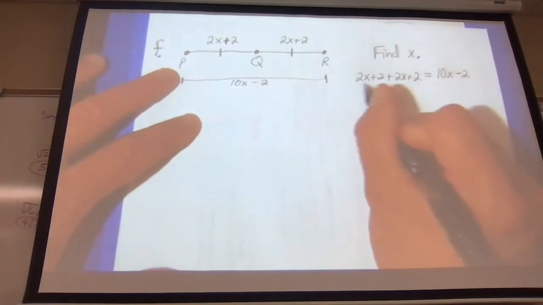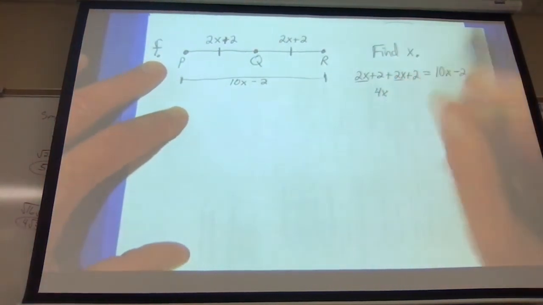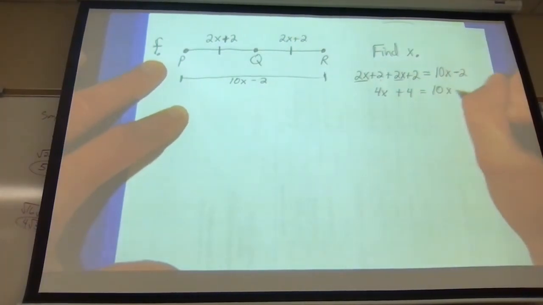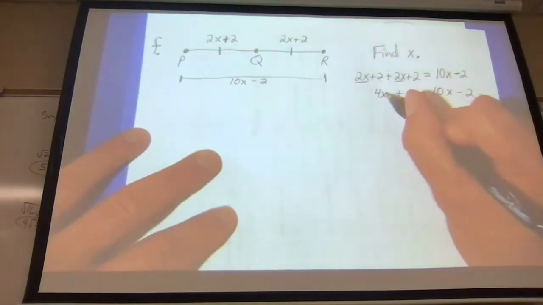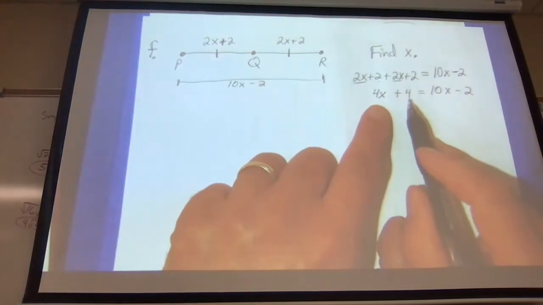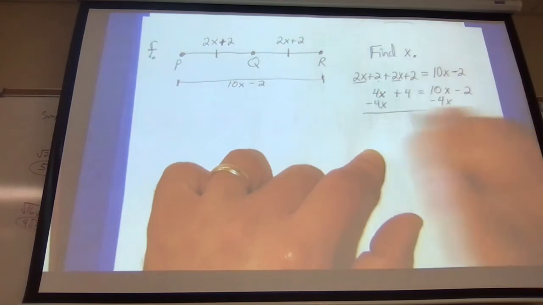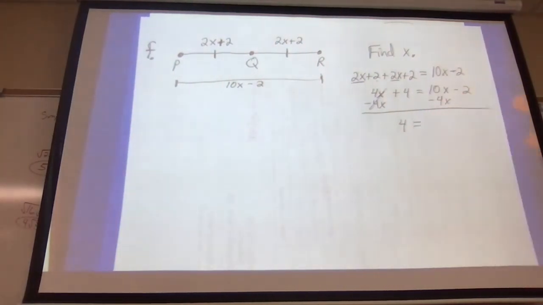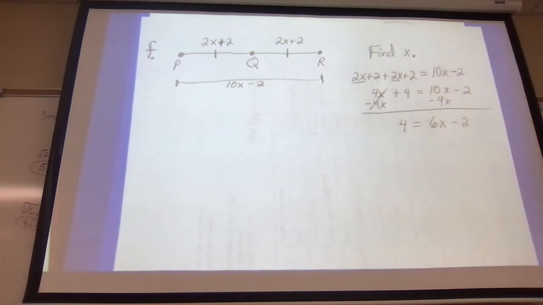Okay, now we're going to combine our like terms on the left. 2x plus 2x is 4x. 2 plus 2 is 4. We've got 10x minus 2 on the right. From here, you can go a lot of different ways. You can either subtract 4x or 4. I'm going to subtract 4x, just so we're all doing it the same way. If that disappears, we've got 4 on the left. 10x minus 4x is 6x. Minus 2 here.